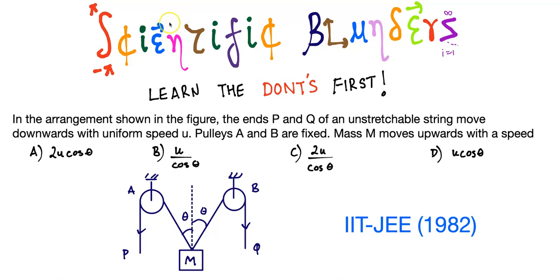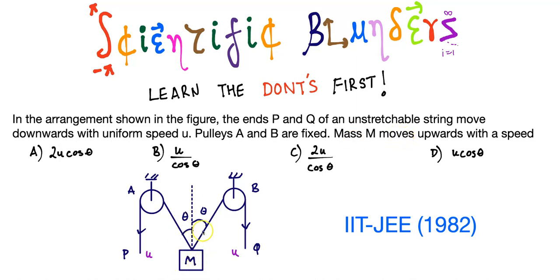So today we're going to continue our series on laws of motion, and here's the problem. In the arrangement shown in the figure, the ends P and Q of an unstretchable string move downwards with uniform speed u. So these are the ends P and Q, and they move downwards with a uniform speed u. Okay, pulleys A and B are fixed. As you can see, they're attached to the ceiling. Mass m moves upwards with a speed.